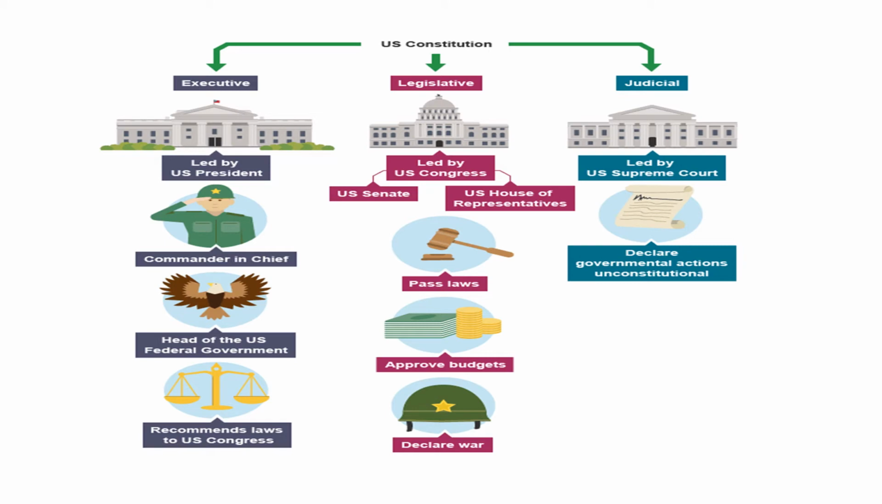This picture here just gives you a bit more detail about each branch and how it's broken down. So again, we've got the US Constitution there. We've got the executive branch, which is led by the US President. The US President, as we'll find out, is the Commander-in-Chief of the Armed Forces. He's head of the US federal government and recommends laws to the US Congress. The legislative, led by US Congress, so we've got the Senate and the House of Representatives there, they pass laws, they approve budgets, but only the legislative Congress has the power to actually declare war. And we've got the judicial, which is the Supreme Court, so they declare government actions unconstitutional if they feel that they go against the law, which is also what the Supreme Court did when it came to Trump's attempt to change the immigration policy.